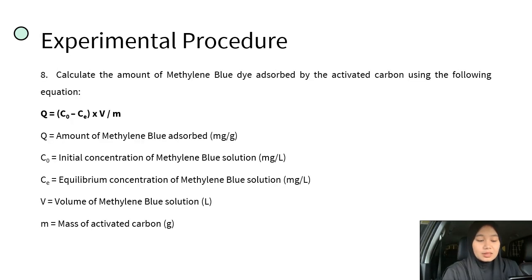Step 8. Calculate the amount of methylene blue dye adsorbed by activated carbon by using the equation below. So Q is the amount of methylene blue adsorbed. C naught is initial concentration of methylene blue solution. CE is equilibrium concentration of methylene blue solution. V is volume of methylene blue solution. M is mass of activated carbon.